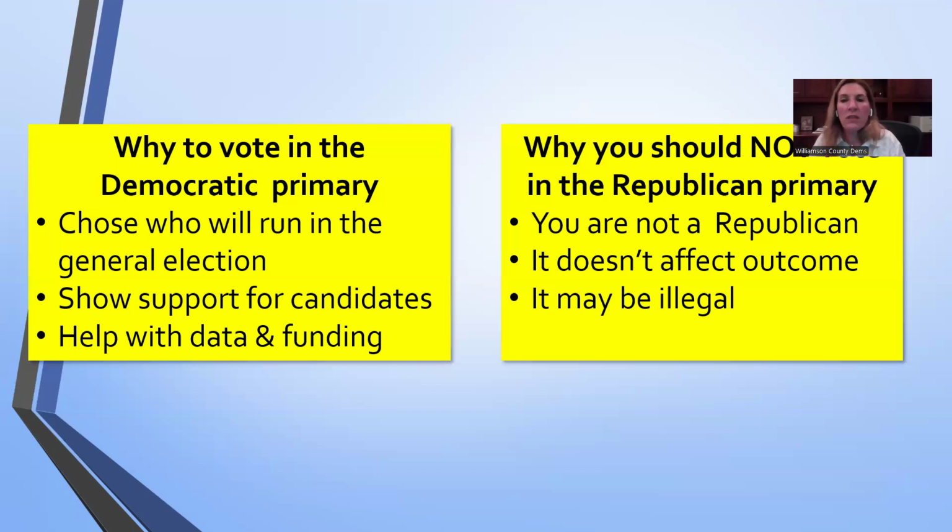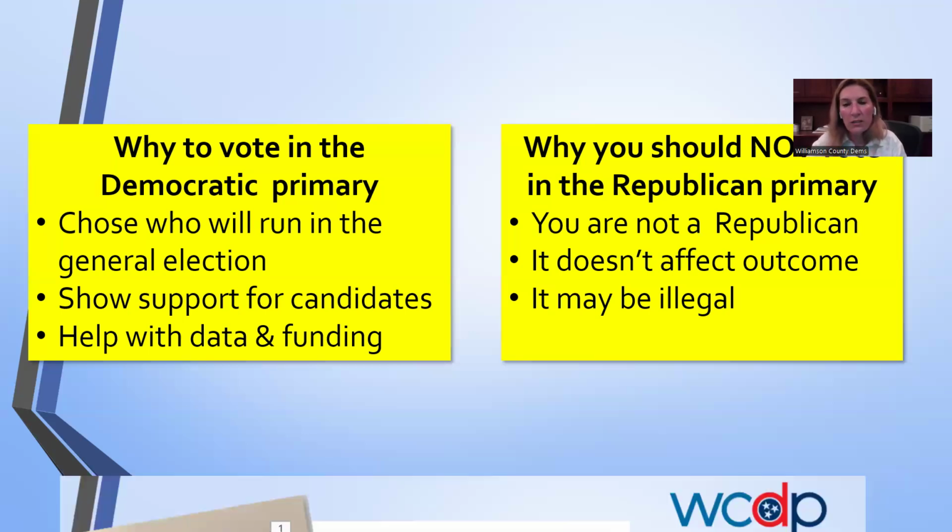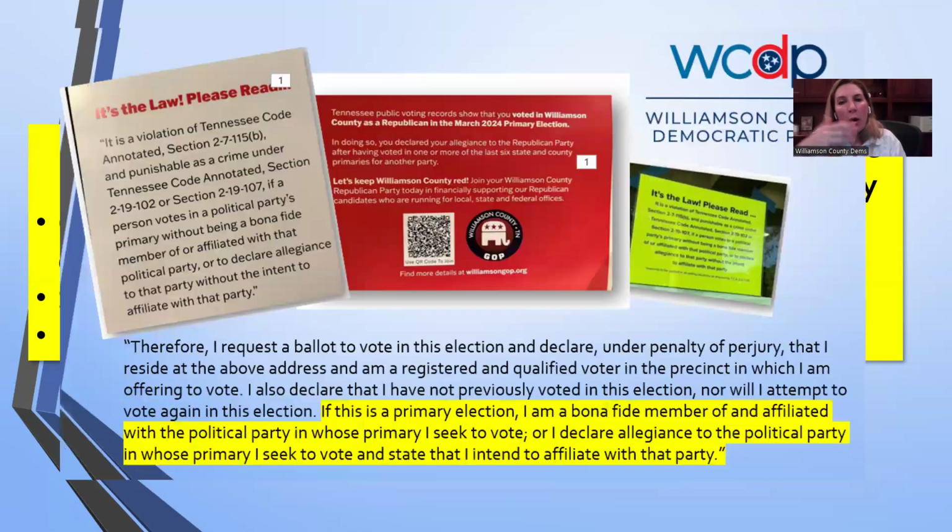And I want to mention that it may be illegal if you do because of this. The Republicans have passed a law, this is a real law in our state, that says that you cannot vote in a primary unless you're a bona fide member. The problem with this law is that there is no way to verify a bona fide member. This is an unenforceable law. Now, why am I bringing that up? If I don't want you to vote in the Republican primary, it's because I want you not to do it for the right reason. So maybe I'm threading a needle.